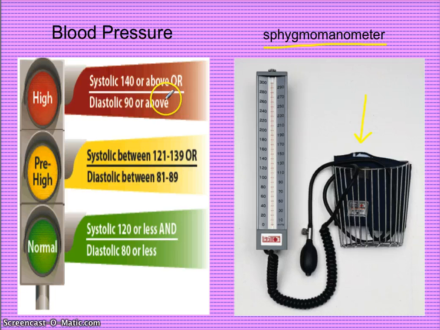But you can see you have 2 numbers. Like if you have 140 over 90, it's high. If you have 120 something over 80 something, it's kind of high. And normal is 120 over 80. So whenever you go to the doctor, that's what you have.